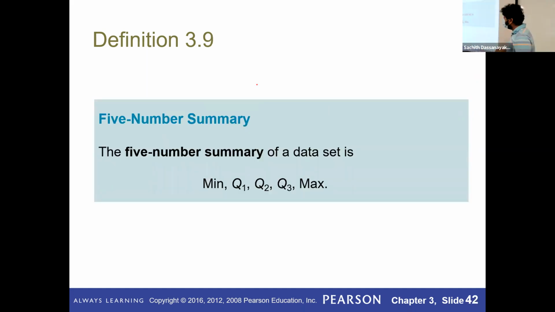So now you know what the 5 numbers in the 5 number summary are: minimum, Q1, Q2, Q3, and maximum. Those are the 5 numbers. So in any case, if your question says find the 5 numbers, or find the 5 number summary of this data set, you have to find all these 5: minimum, maximum, Q1, Q2, Q3.